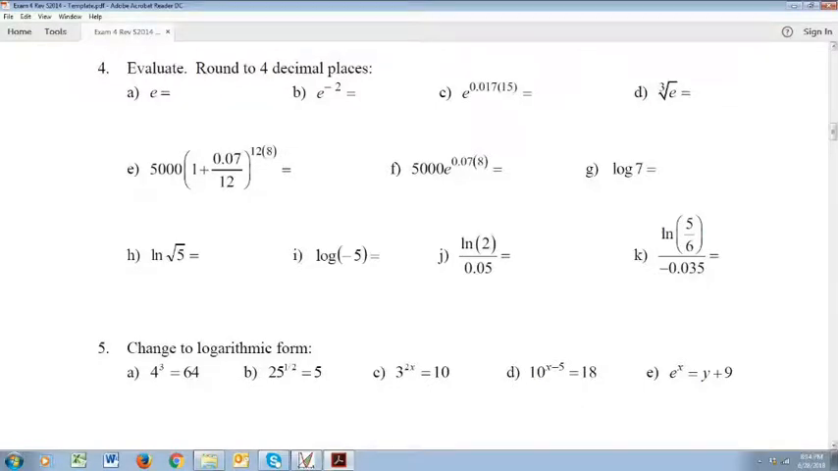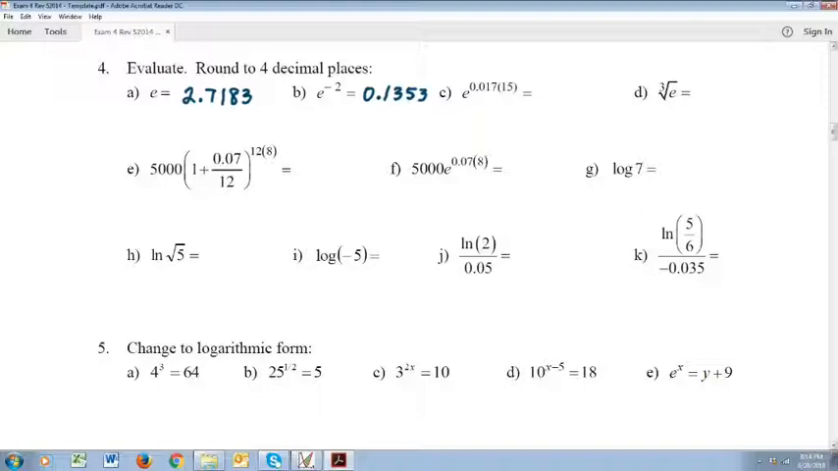Alright, so now we're at a second video on the exam for review, starting at number 4. So to find E, you just use second ln to the first power and you get 2.7183. Notice we're rounding everything to 4 decimal places here. You should also be able to plug in -2 and you get 0.1353. Be careful when you get to C.